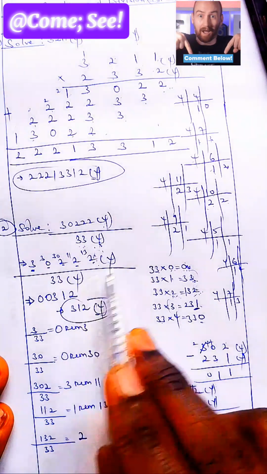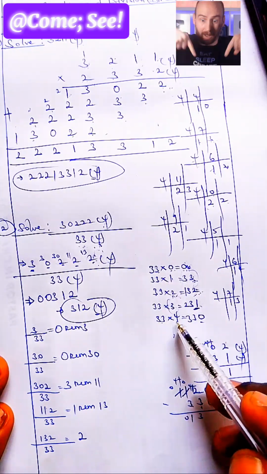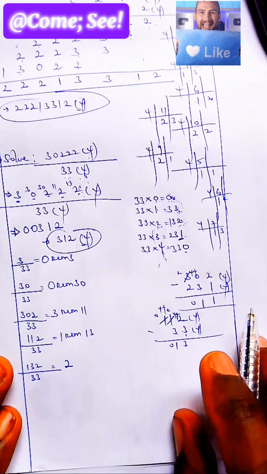Just create a table. Whatever base you're talking about, if you're talking about base 5, create a multiplication table that ends at 5. If it's base 7, create it up to 7. So here's a couple of take-homes.